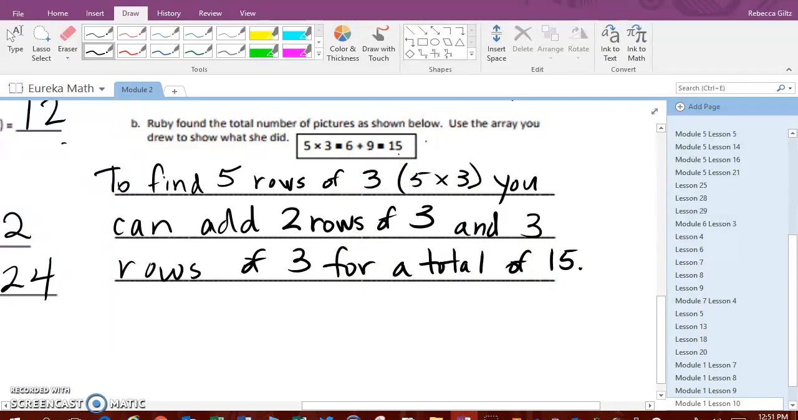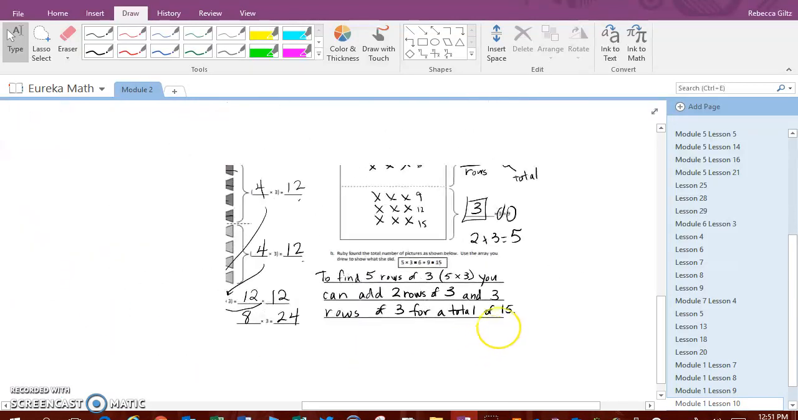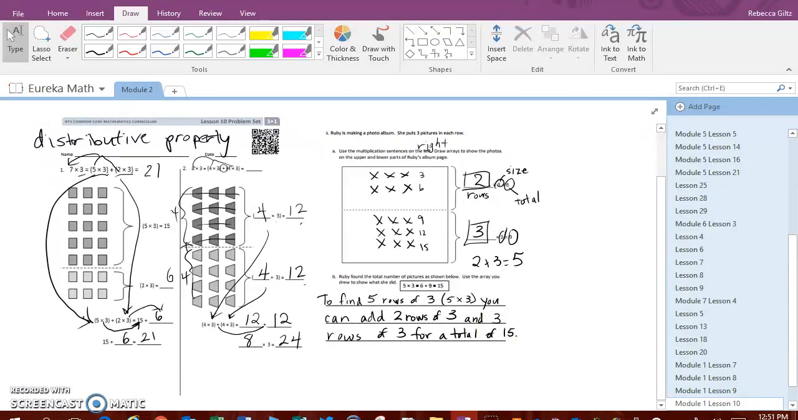Okay, so now what I'd like you to do is work on homework for lesson 10. Use this problem set as your guide for where the numbers are coming from. This is part of how you can learn what we're doing here, okay?